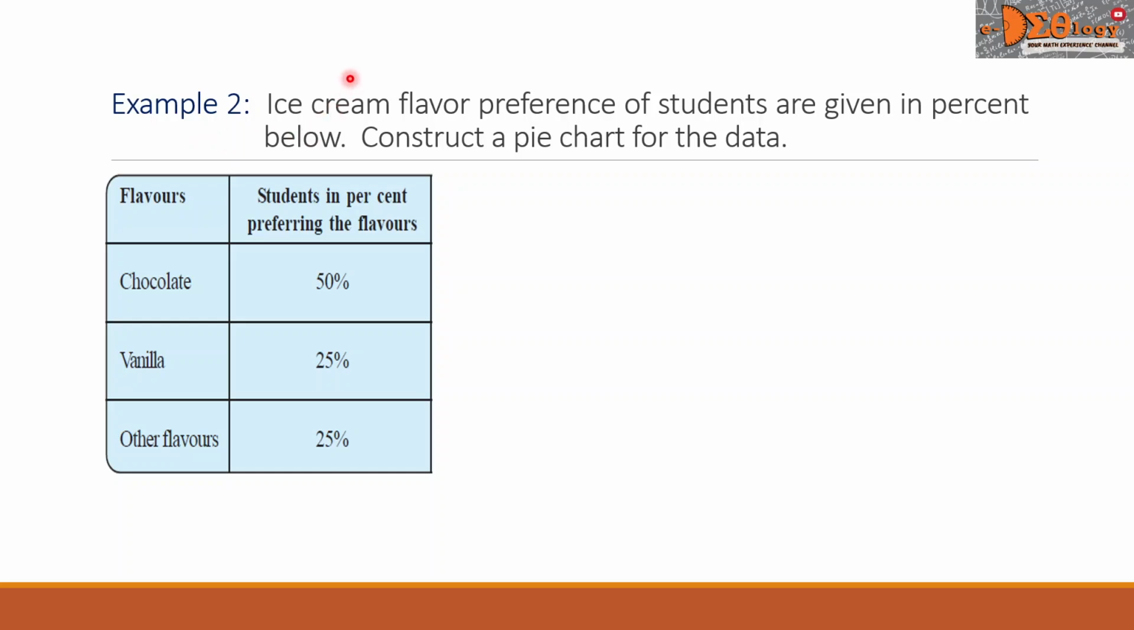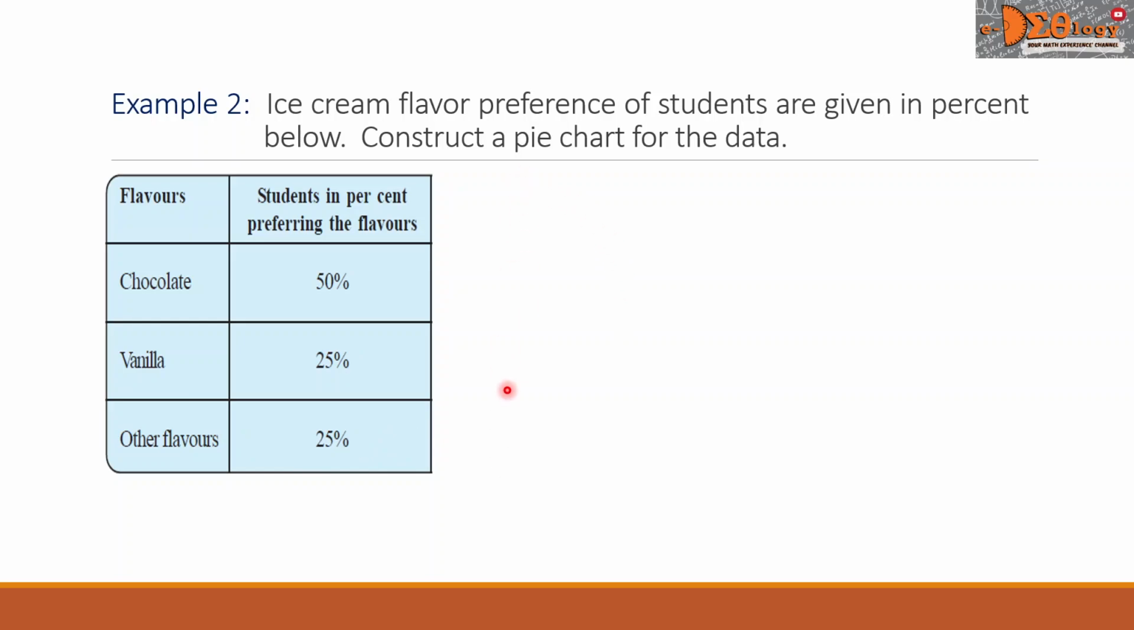Example 2. Ice cream flavor preference of students are given in percent below. Construct a pie chart for the data. We have here two columns for the table. First column for the flavors that are chocolate, vanilla, and other flavors. For the second column, the percent values are given. 50% for chocolate, 25% for vanilla, another 25% for other flavors.